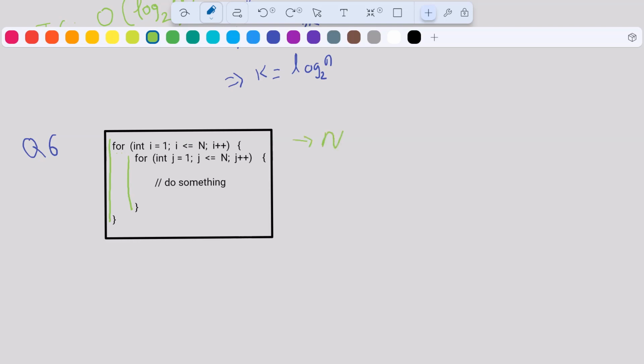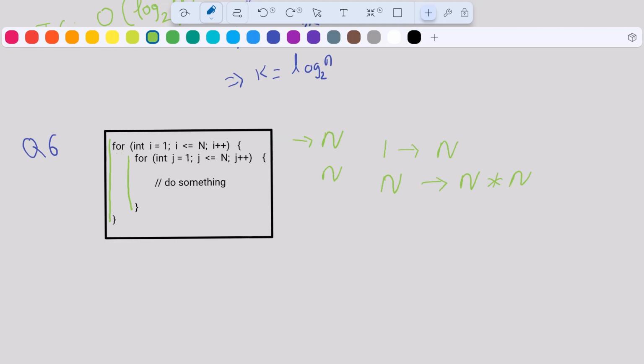Outer loop will run for n times, and the inner loop will also run for n times. But you can see for every loop, the inner loop is running for n times. If the outer loop runs one time, the inner loop will run for n times. But the outer loop is running for n times. So the inner loop will run for how many times? Then n into n times.